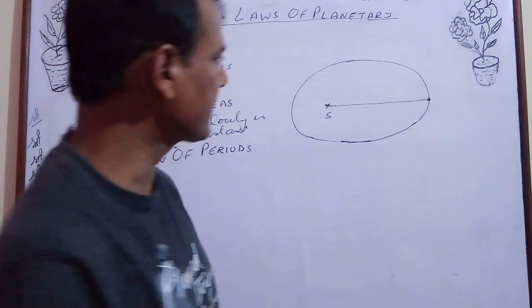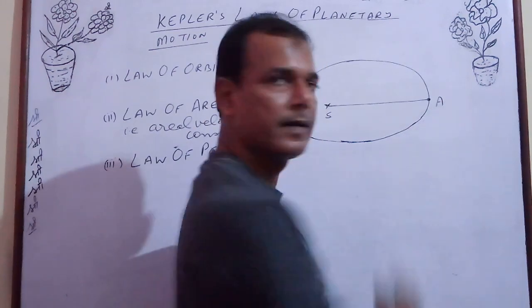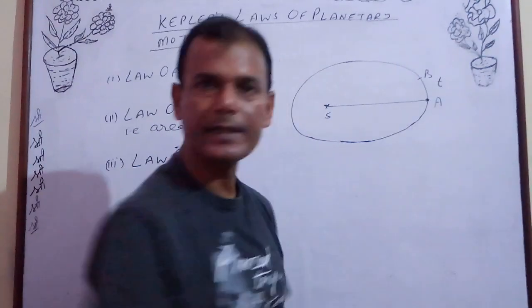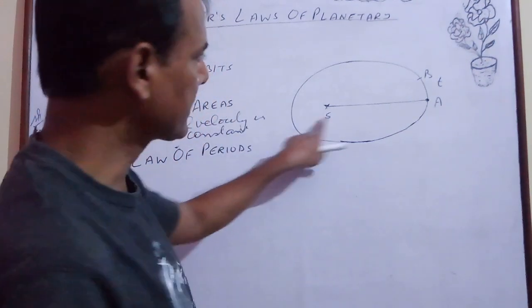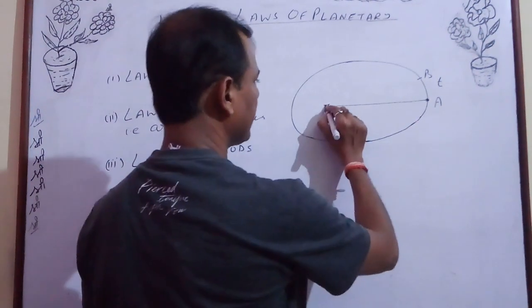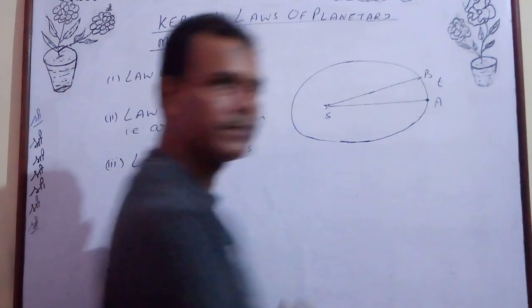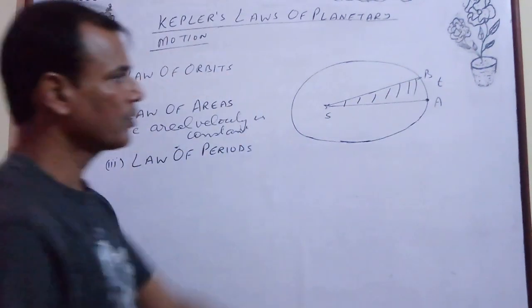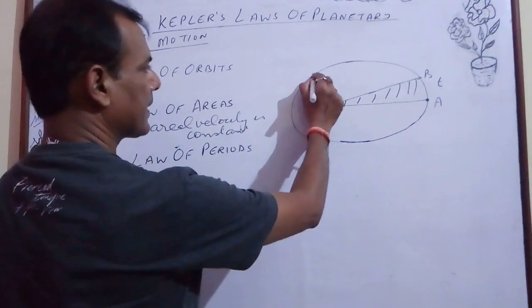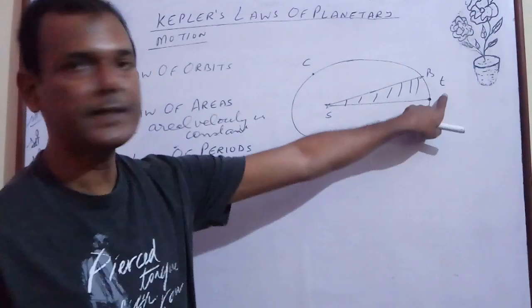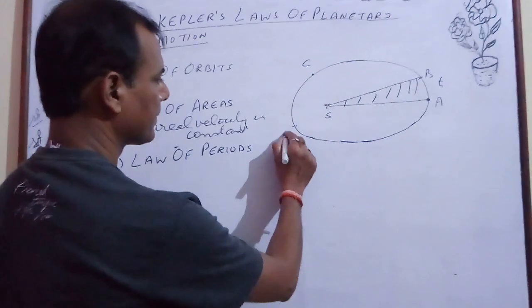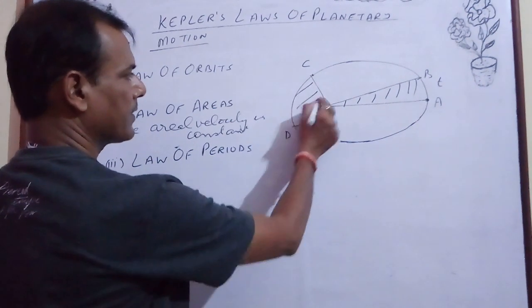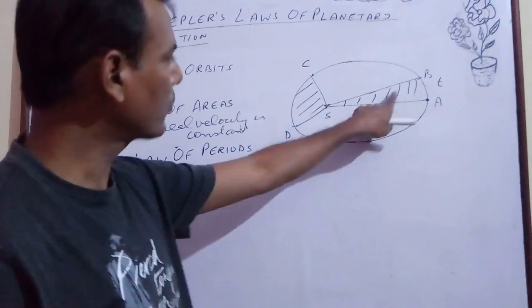Suppose the planet at any instant is at point A and it reaches B in time t. So this is the line joining the sun and the planet, and after time t it moves to B. So this is the area swept. And suppose the same planet is at C and in the same time t it reaches D. We join the sun and the planet, and again we find this area. It is seen that both the areas are equal.